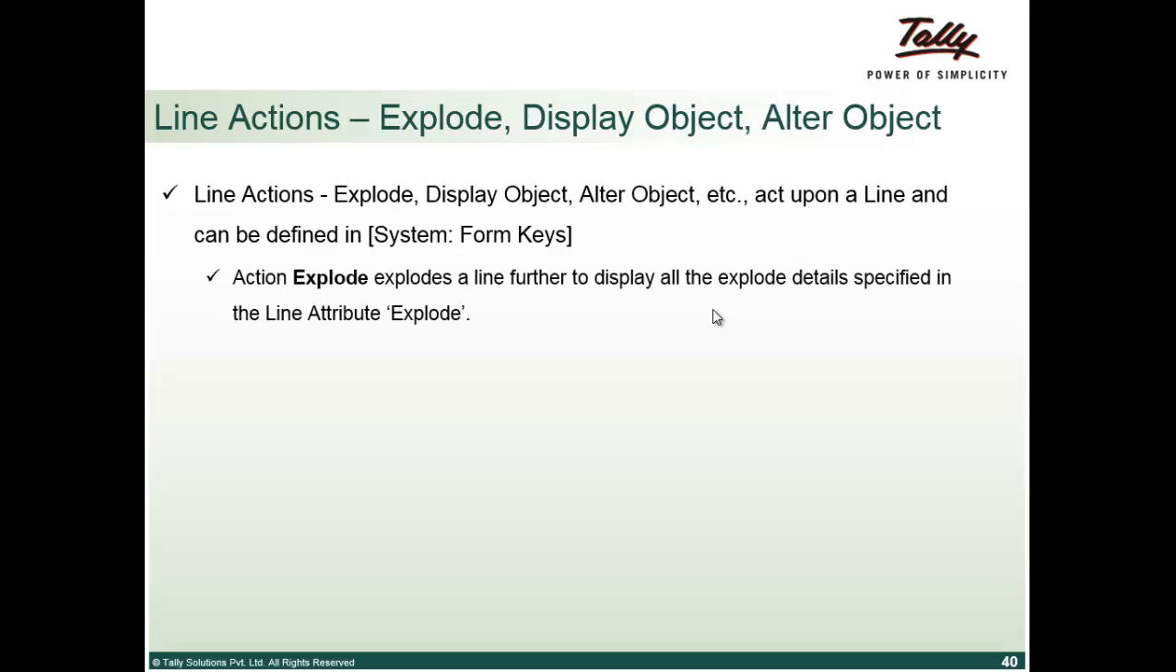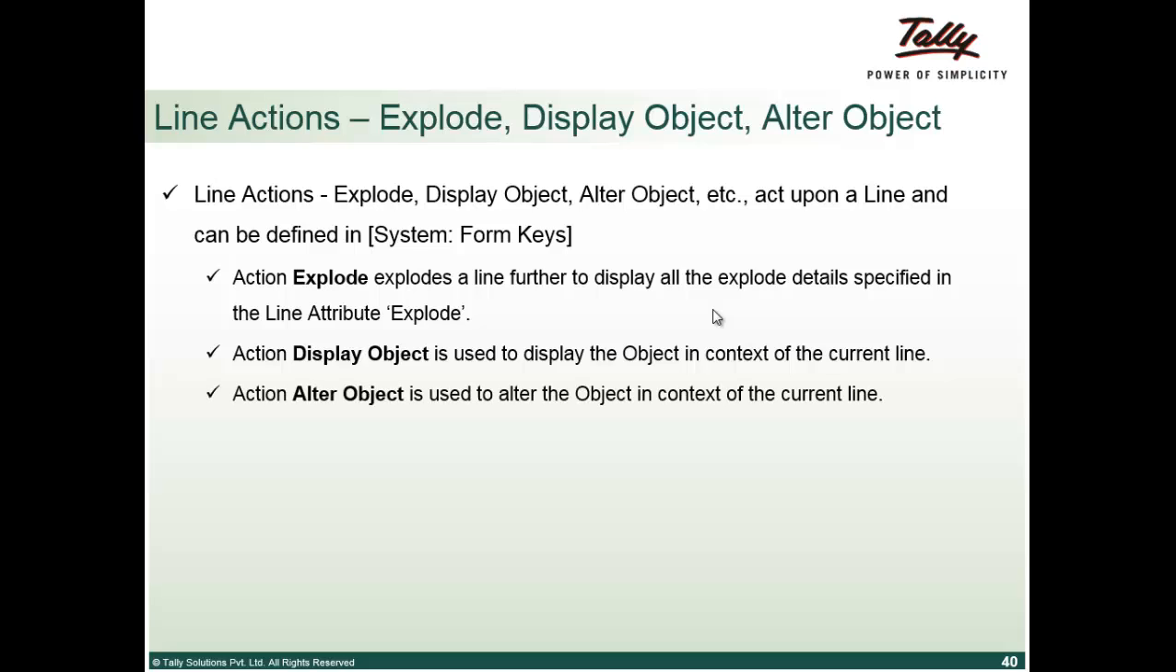You would have already used this explode while creating the explode report in your basic TDL classes. So action explode explodes a line further to display all the explode details specified in the line attribute explode. And then display object is used to display the object in context of the line. Alter object is used to alter the object in context of the line.